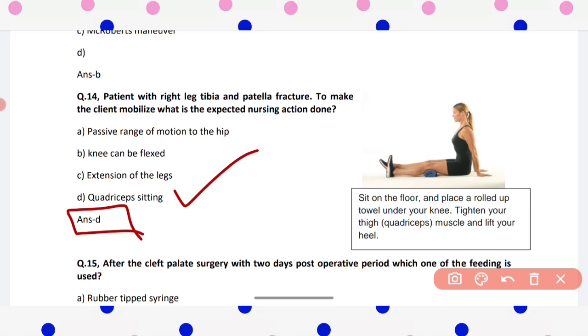So you can see in this image, the person is sitting and there is a rolled towel kept exactly below the knee joint, and she is doing dorsiflexion exercise, dorsiflexion of the foot. Okay, so this type of exercise is used in case of a patient who has a leg tibia and patella fracture. And what are all the things contraindicated?